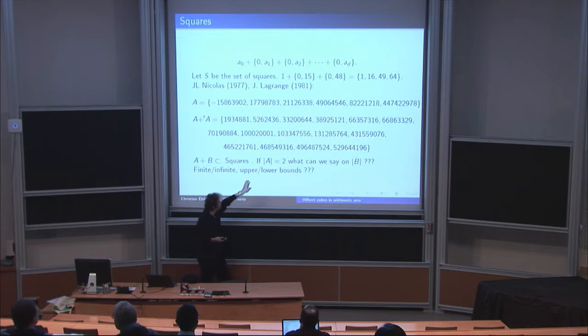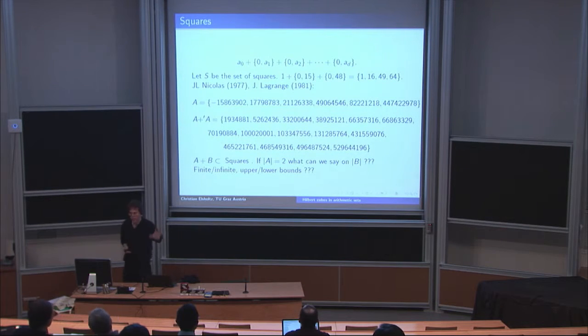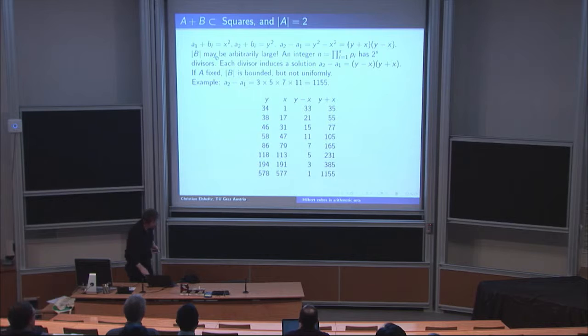So let's study for the moment, if A has just two elements, what can we say on the size of B? Just ask this yourself. A has two elements. What can you say on the size of B? The question could be, well, it's finite, or possibly infinite, or it could be that it's bounded. For any given A, it's bounded, but still, if you choose another A, it could tend to arbitrarily large size, and actually this is what happens. This is quite easy to analyze.